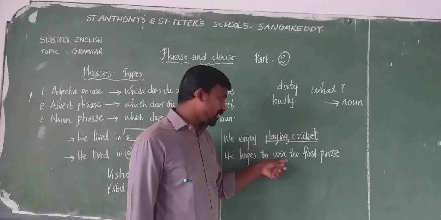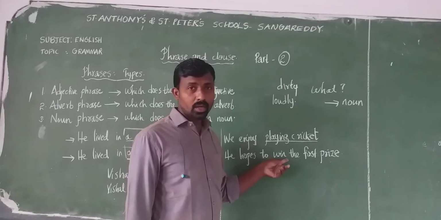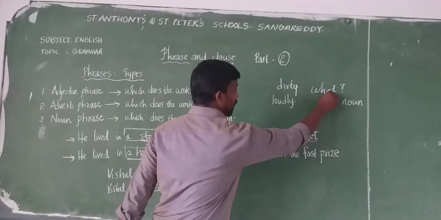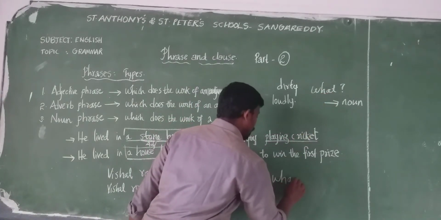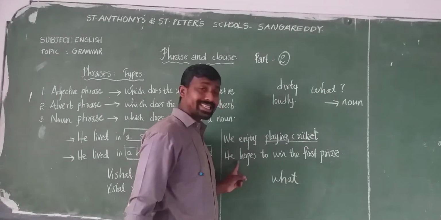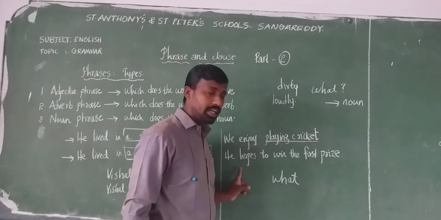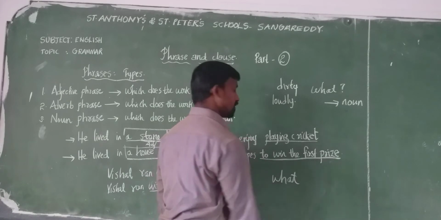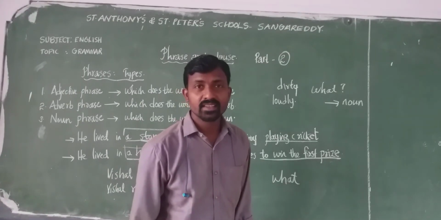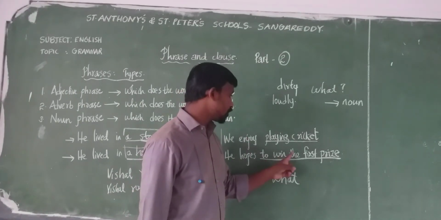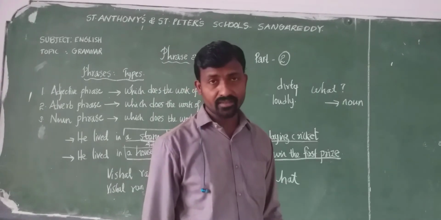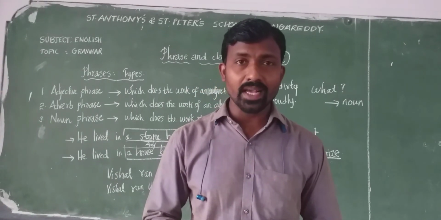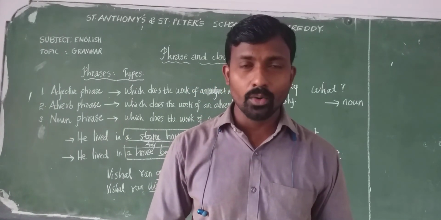Now look at the similar sentence. He hopes to win the first prize. So here also I want to put the question what. What does he hope? To win the first prize. See, we have five words: to win the first prize. And these five words together make a phrase that is called a noun phrase.